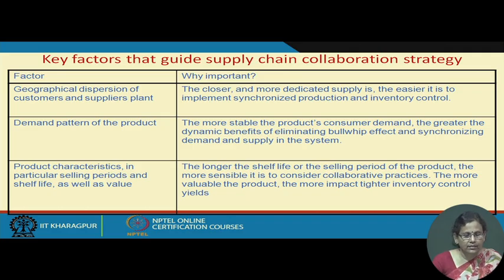Then product characteristics, in particular the selling period and shelf life as well as the value, are also another factor. The longer the shelf life or the selling period of the product, the more sensible it is to consider collaborative practices for synchronizing the supply chain. The more valuable the product, the more impact tighter inventory control can yield.